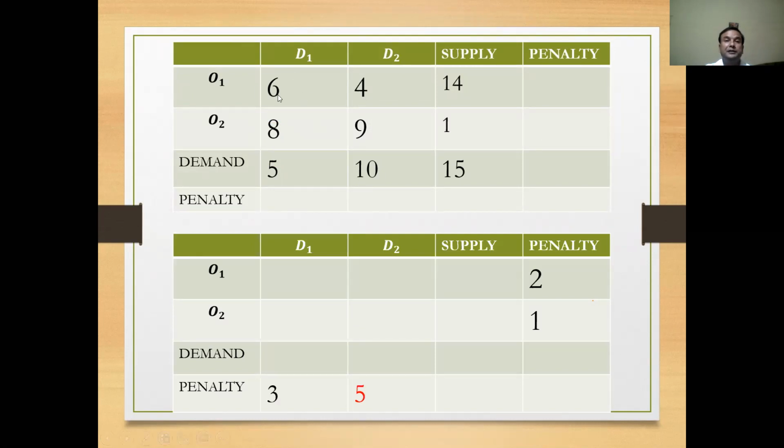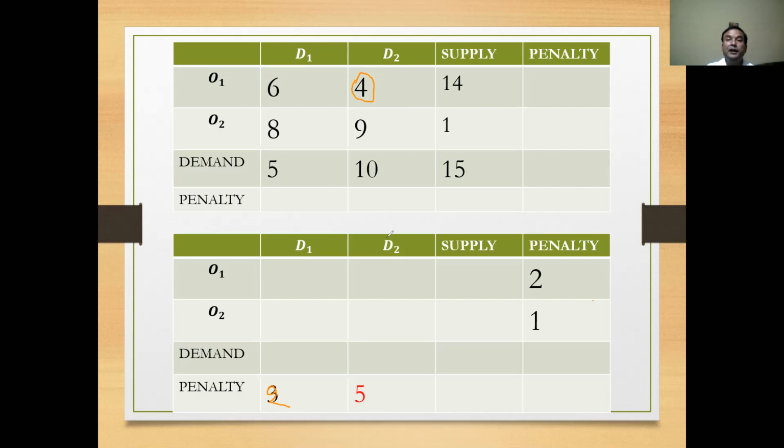What is the penalty? 6 and 4 penalty is 2, 8 and 9 penalty is 1, 6 and 8 penalty is 2. Wait, this penalty will be 2. 4 and 9 penalty is 5. Since this penalty is 5, we will say the largest penalty is 5. So we think of the minimum cost in destination 2. What is the minimum cost in destination 2? 4 is the minimum cost in destination 2.